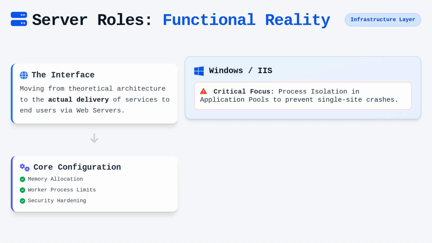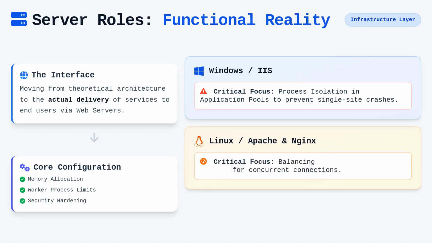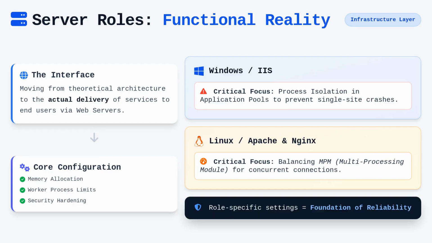Similarly, in an Apache environment, balancing the MPM, or multiprocessing module, settings is essential to ensure the server can handle concurrent connections without exhausting system resources. Whether you are managing static content or complex dynamic applications, these role-specific settings form the foundation of your server's reliability.